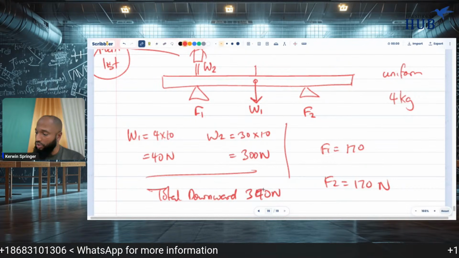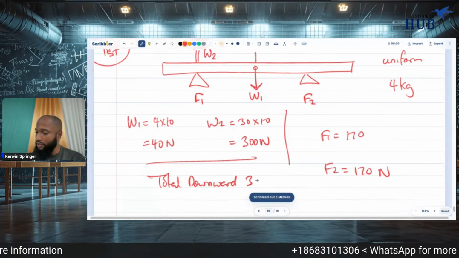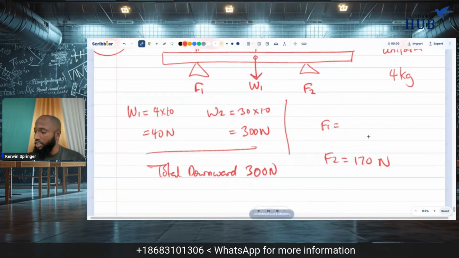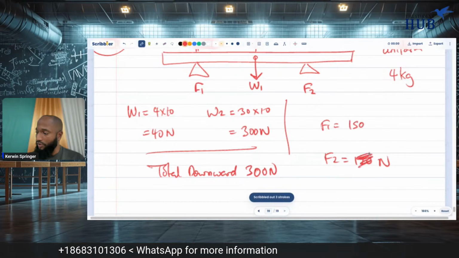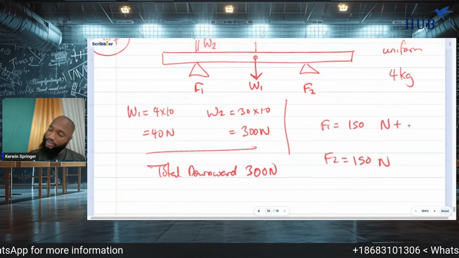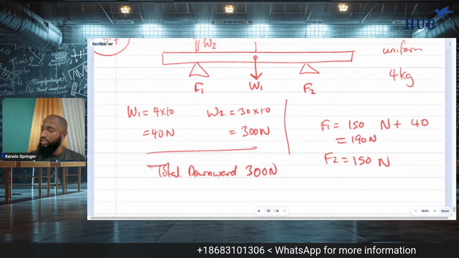Hold on. This 340 is not supposed to be there. I made a mistake. If I removed him, this would just be 300, not 340. So this would be 150, 150. And then what will be F1? 150 plus 40, which is 190 newtons.